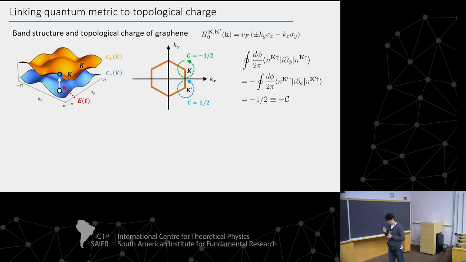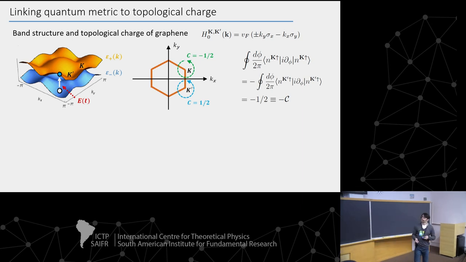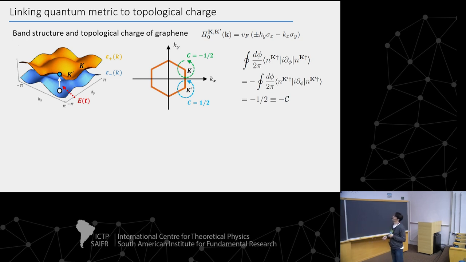So I'm going to talk about graphene. Graphene is a very well-known material. If you do a tight binding model, you see that there are two bands, and they are more or less like this. In the low energy regime, there is this linear dispersion. And we can model the Hamiltonian by this 2x2 Dirac model. To calculate the topological charge, we have to integrate the so-called Berry connection. We have these two points here, which are the low energy points, also called the Dirac points. And we integrate around this point.